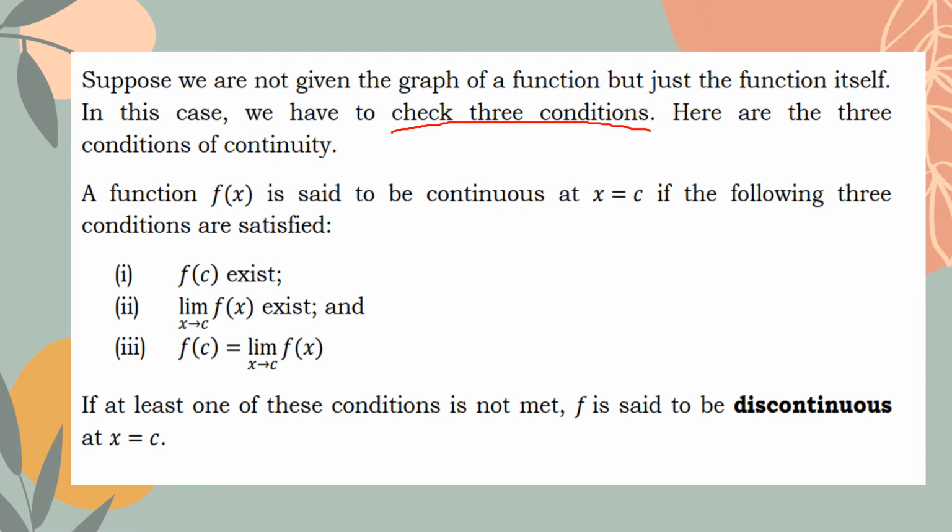Okay. Second, the limit of f of x as x approaches c exists, and third, f of c, condition 1, is equal to the limit of f of x as x approaches c, condition 2. If at least one of these conditions is not met, therefore f, or the function, is said to be discontinuous at x equals c, or at that given point. All right? So 3 conditions. Let's try to use this for the following examples.